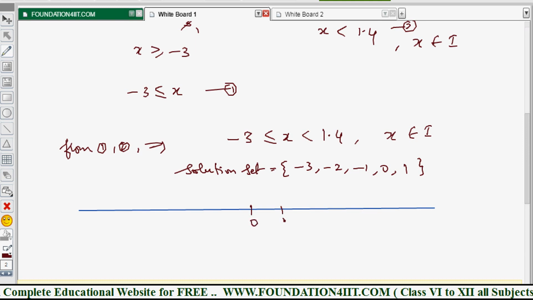So keep 0, 1, 2, 3, 4, and so on this side, and minus 1, minus 2, minus 3, minus 4, and so on. Just the numbers that are there, we need to highlight by circling them. So minus 3, minus 2, minus 1, 0 and 1. All these are the numbers. Between 0 and 1 there is nothing in integers. Only the numbers minus 3, minus 2, minus 1, 0, 1. We need to highlight these points with circles. Right? This is the solution set for this.